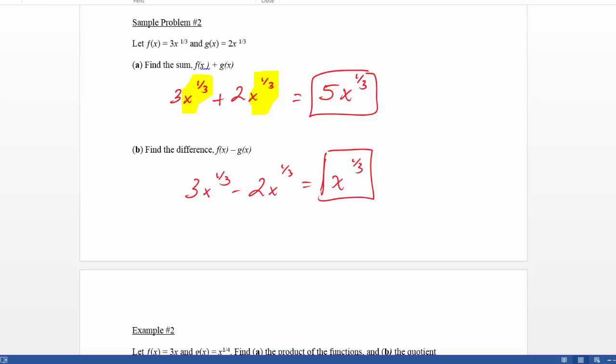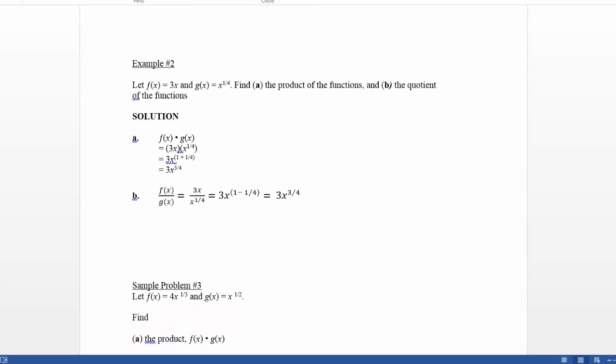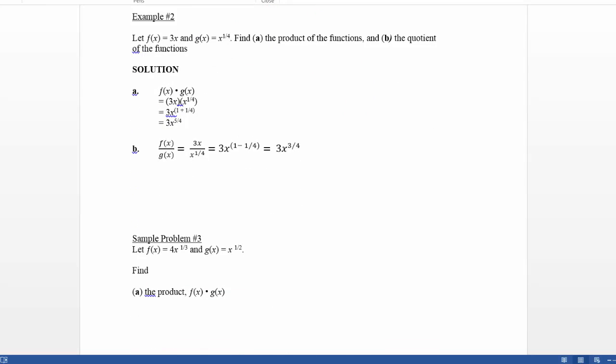All right. So again, we'll move on to multiplication and division. This time, instead of combining like terms, this is going to require us to use our exponent properties. Now again, this is where you can use your calculator to help you out. So go ahead and take a look at example number 2, part A and B, and then move on to sample problem number 3 and give those a shot.